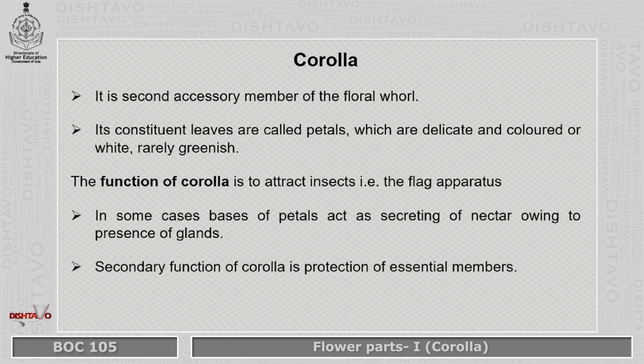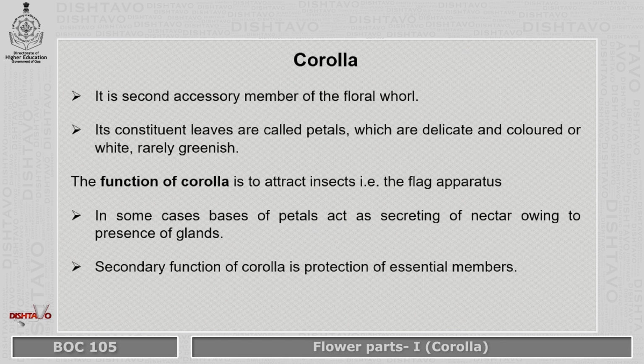In some cases, the bases of the petals may also harbor some nectar-secreting glands, which also act to attract the insect. The secondary function of the corolla is protection of the essential members of the flower. Androecium and gynoecium are the essential members of the flower, and the corolla which envelops them, and the calyx which envelops them, helps in their protection.